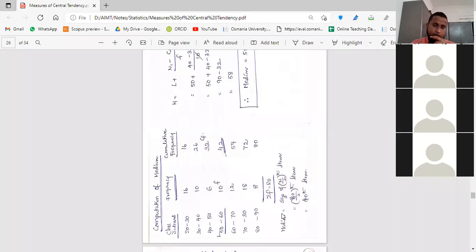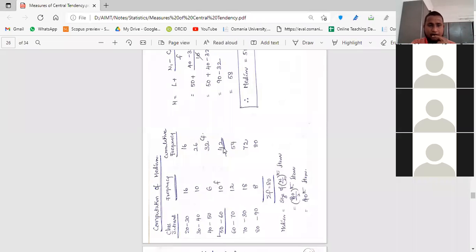Now you have to find the median. The formula is the same: size of N by 2th term. Here, when it is a continuous series, again N by 2 only, not N plus 1 by 2. So what is N by 2? 80 by 2, that is the 40th term. You have to locate this 40 in the cumulative frequency. So 40 lies between 32 and 42. This 42 and its corresponding class interval is the median class.